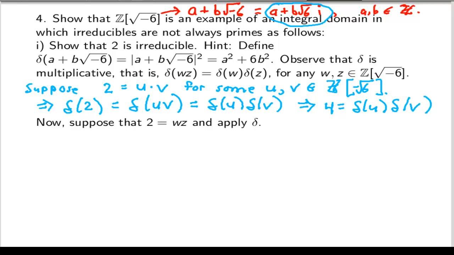Okay, so how is it possible? This is a natural number, and this is a natural number. Think about how is it possible for the product of two natural numbers to equal 4? And then you have to realize that this natural number delta of u is of the form a squared plus 6b squared. So think, can we have delta of u equaling 2?